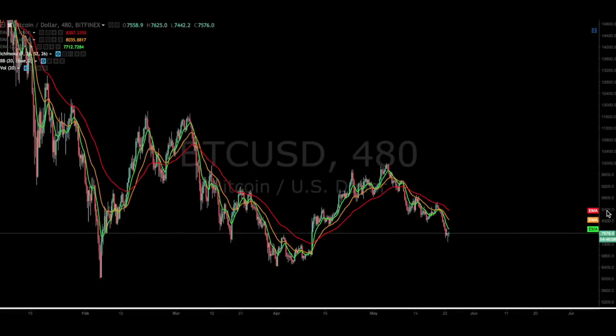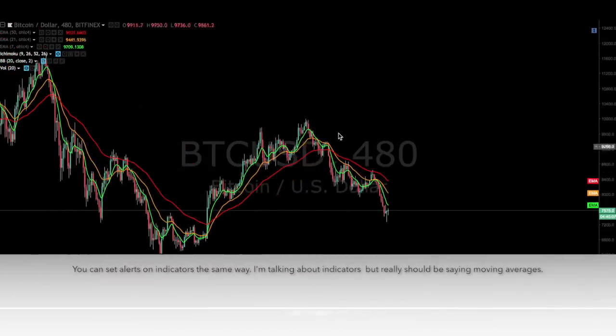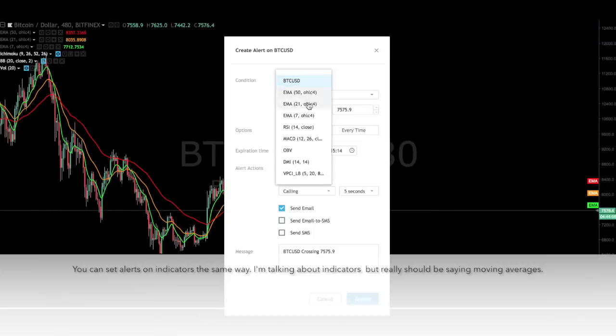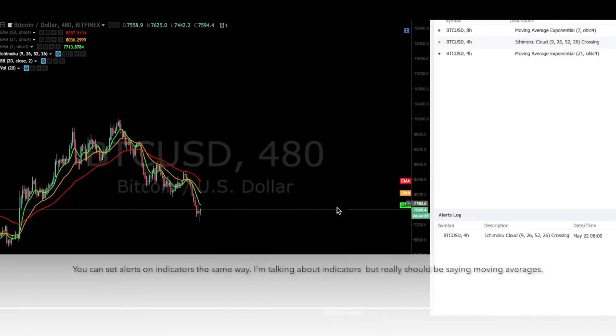Okay, so let's say you want to set up an alert on an indicator. You want to know when the fast indicator on the EMA is crossing over your medium term indicator. We would go into the alerts and this time we'll use the fast indicator crossing over the medium indicator, the 21. So we want to know when that 7, that green, is crossing over the orange. And now we've got an alert, and I'll do it once per bar on this one. And we can create that alert. We can do that up or down.